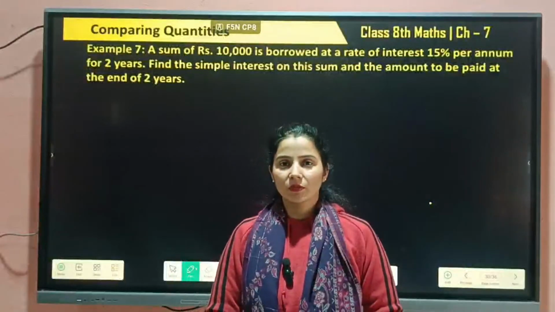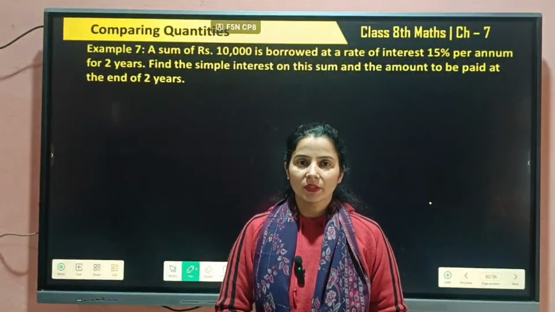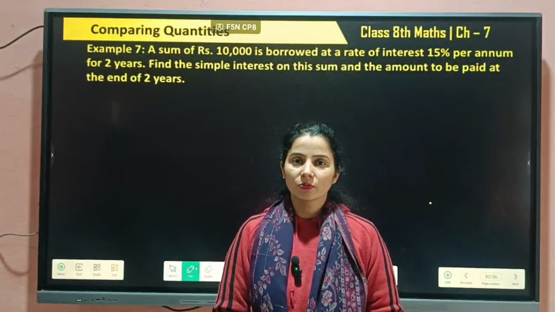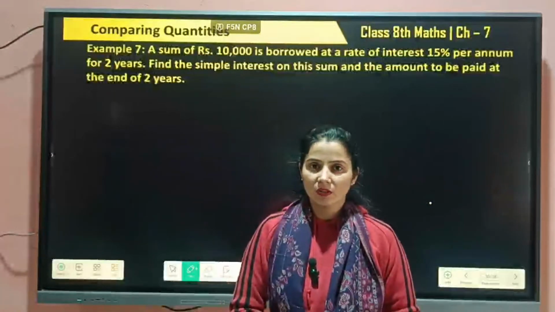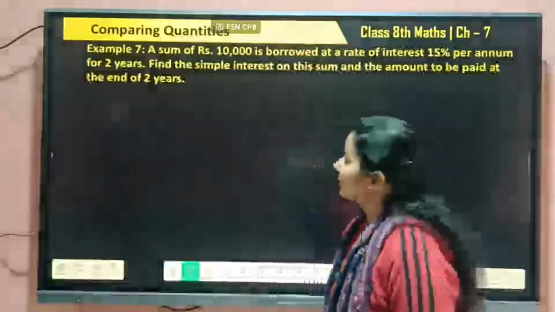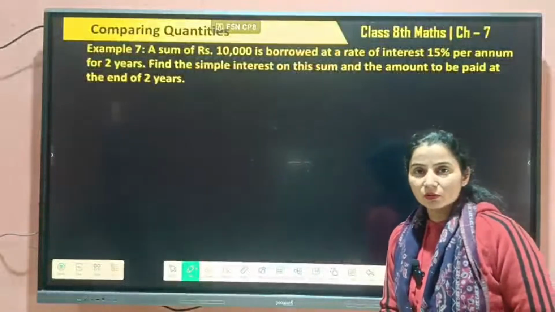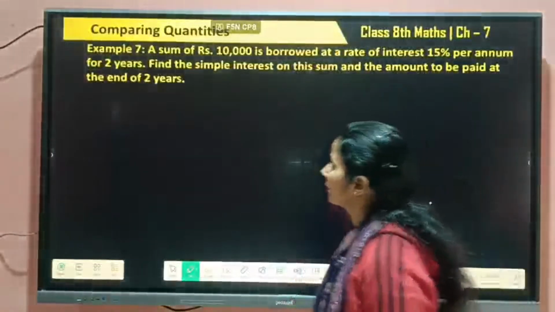In this video, we are going to discuss exercise 7.3 and its example. In the last video, we discussed exercise 7.2 of chapter number 7, comparing quantities. Let us start. A sum of this exercise is related to simple interest and compound interest. So let us see what is example number 7.